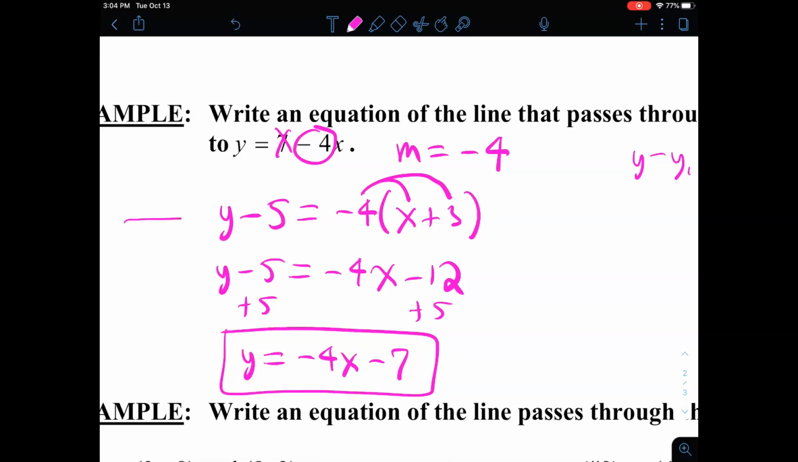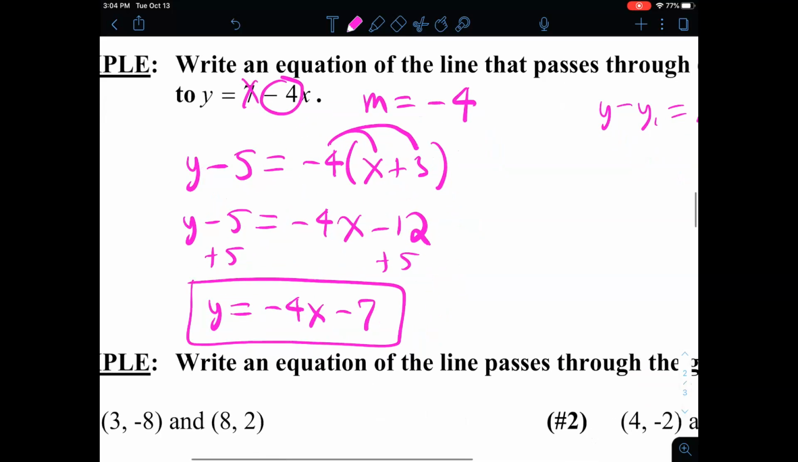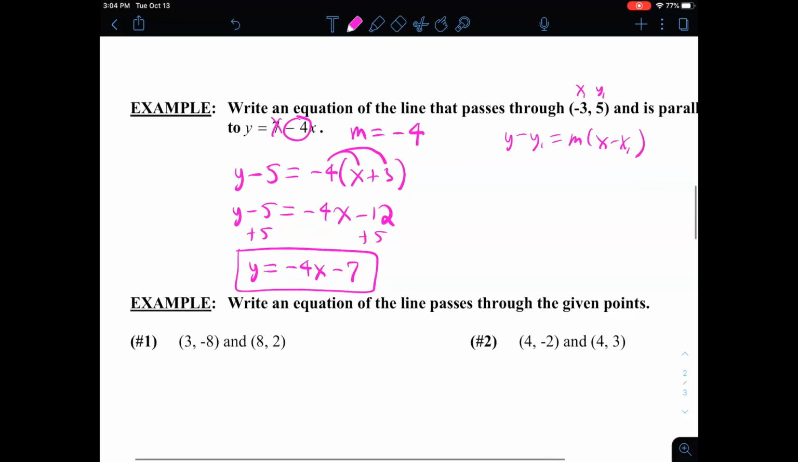But like I said, this right here is an actual okay answer for an equation of a line. So I take exception to the book's stance on that. But anyways, not a problem. I'm not in charge here.